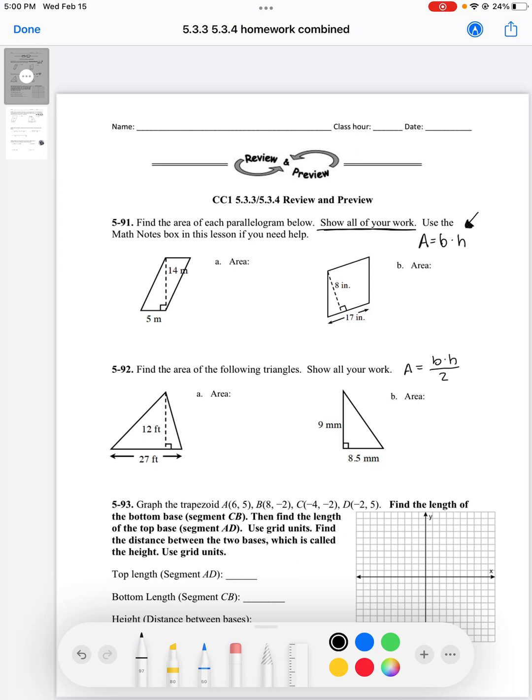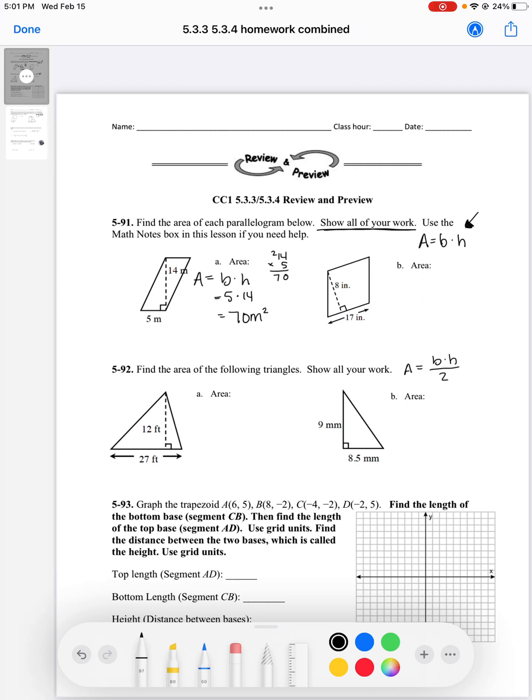So, part A: area equals B times H. It's 5 times 14. So I'm going to figure out what 5 times 14 is. 5 times 4 is 20. 5 times 1 is 5, plus 2 is 7. It equals 70, and then I have to put my label: 70 meters squared.